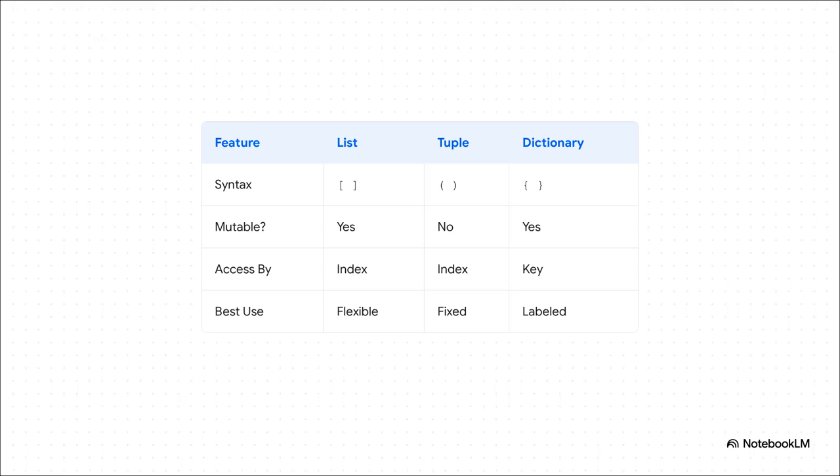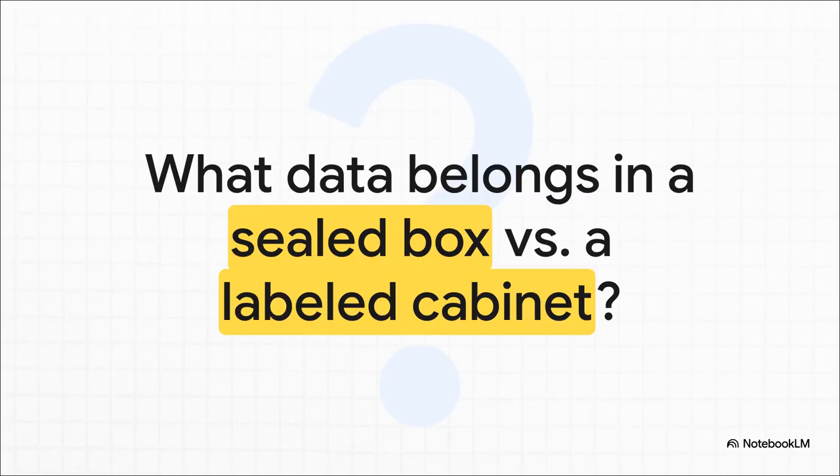And if you have a set of labeled items you need to look up by name, well, the dictionary, with its curly braces, is your perfect tool. So the next time you're writing code, just stop for a second and ask yourself this. Does this data belong in a sealed box, or does it belong in a labeled cabinet? Getting that choice right, well, that's one of the biggest steps you can take towards writing really clean, efficient, and powerful code.